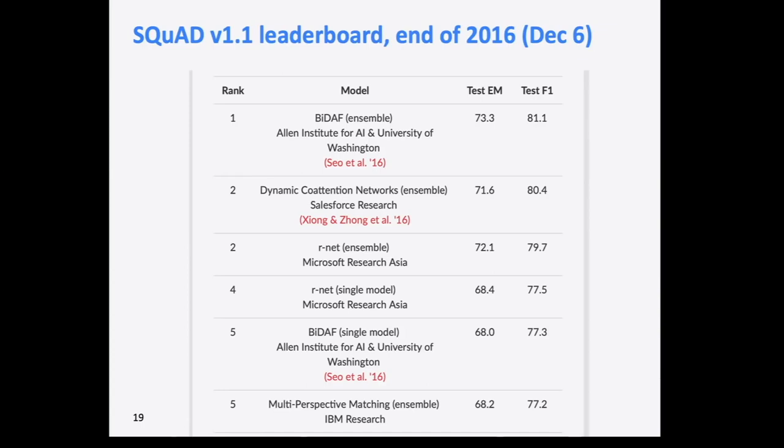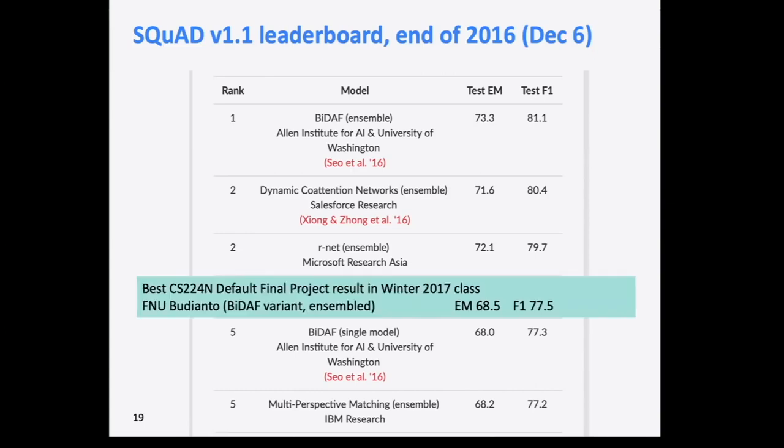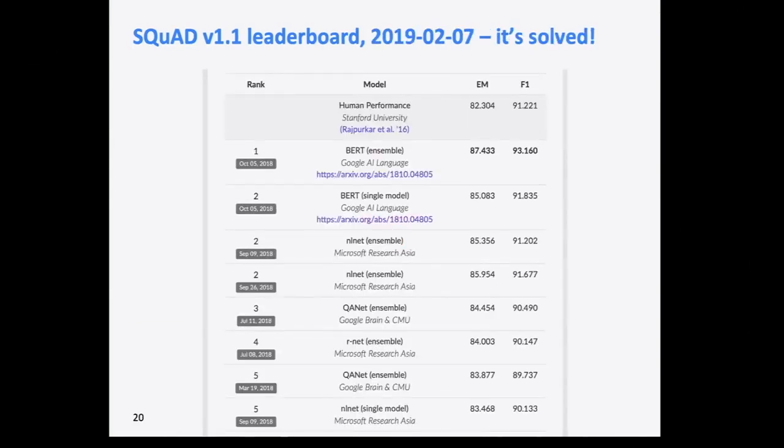This was around the situation when in our 2017 224N class, we first used SQuAD version 1 as a default final project. At that point, the best students got almost to the top of this leaderboard. Our best CS224N final project in winter 2017 made it into the equivalent of fourth place on this leaderboard with 77.5 as their score. So that was really rather cool. But that's a couple of years ago. Since then, people have started building bigger and more complex systems.